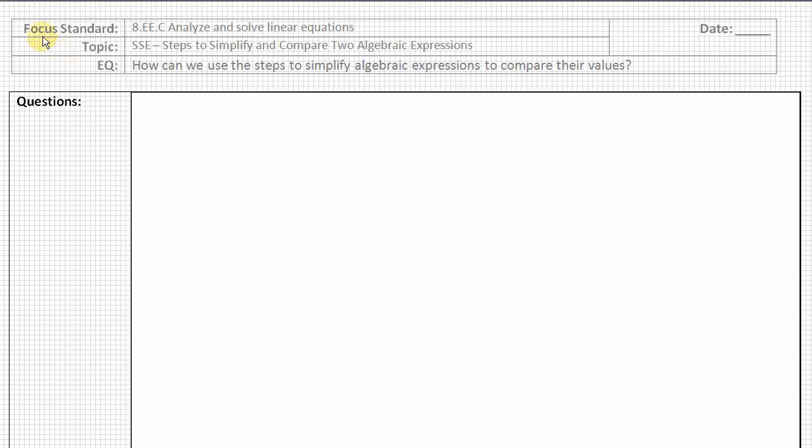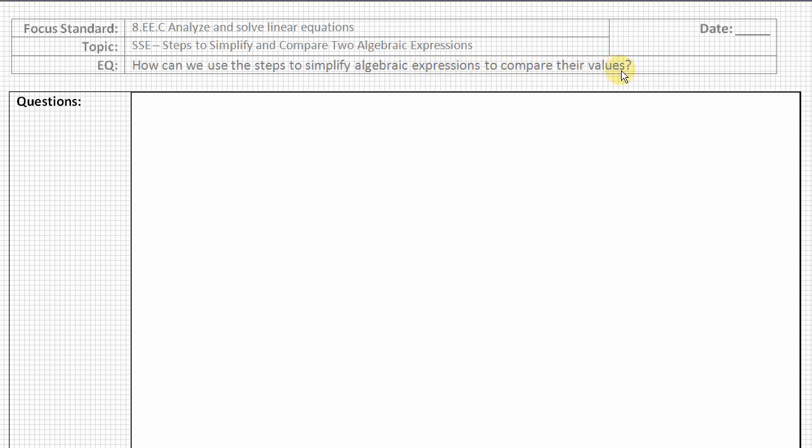For today's lesson, we are continuing our study of the standard from grade 8 Expressions and Equations, Standard C, Analyze and Solve Linear Equations. The topic for this video lesson comes from the Simplifying and Solving Equations unit, and today we're looking at steps to simplify and compare two algebraic expressions. Our essential question today is, how can we use the steps to simplify algebraic expressions to compare their values?